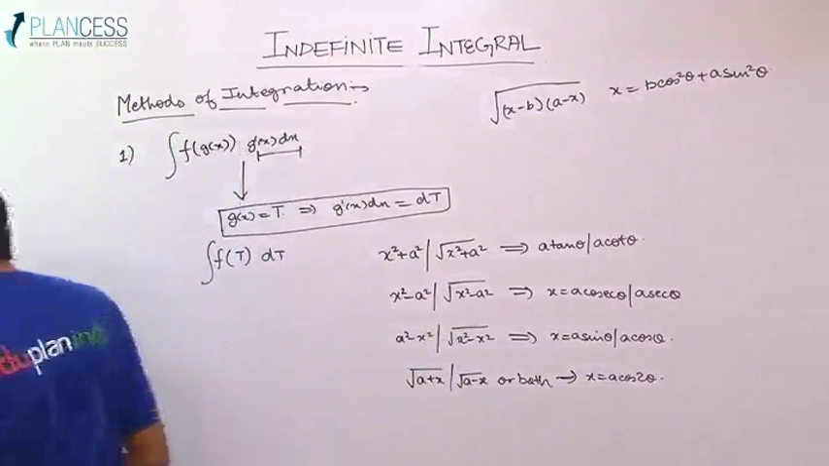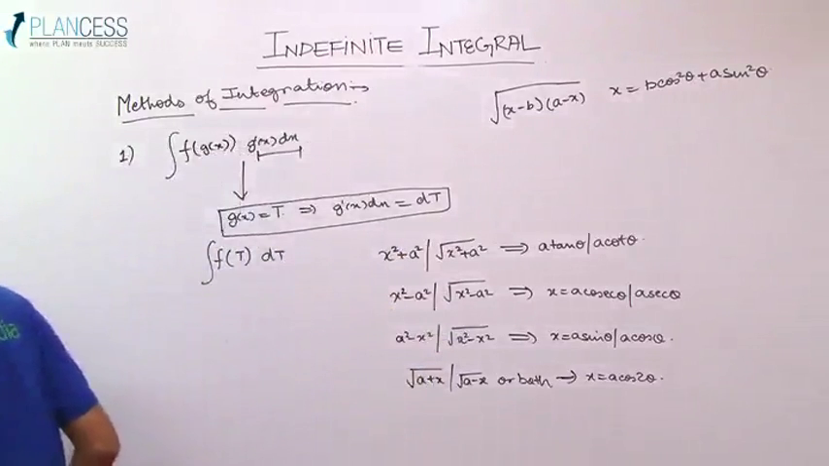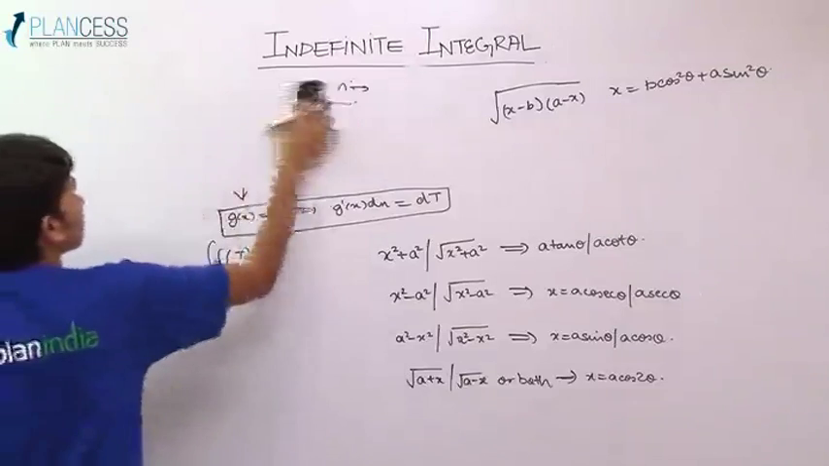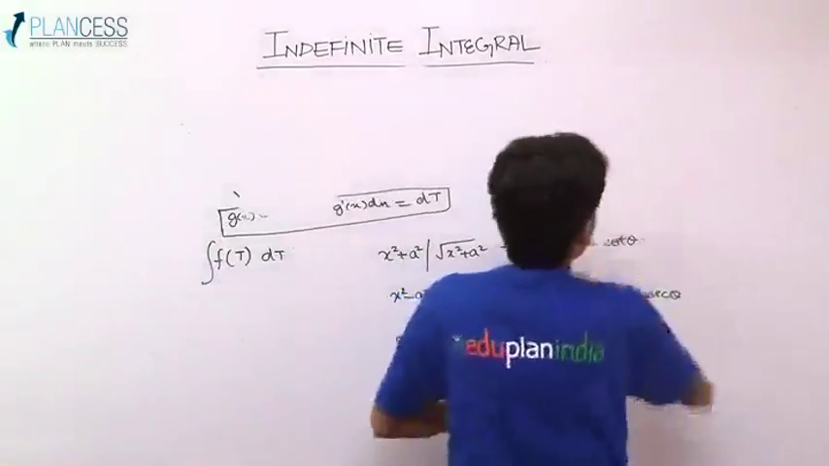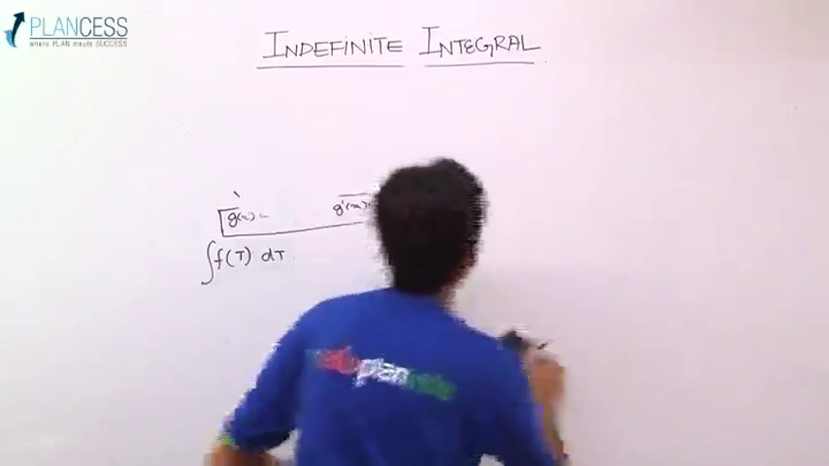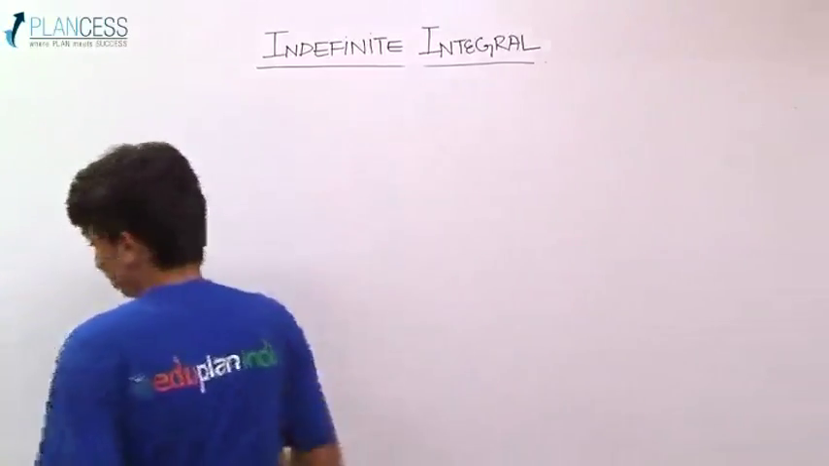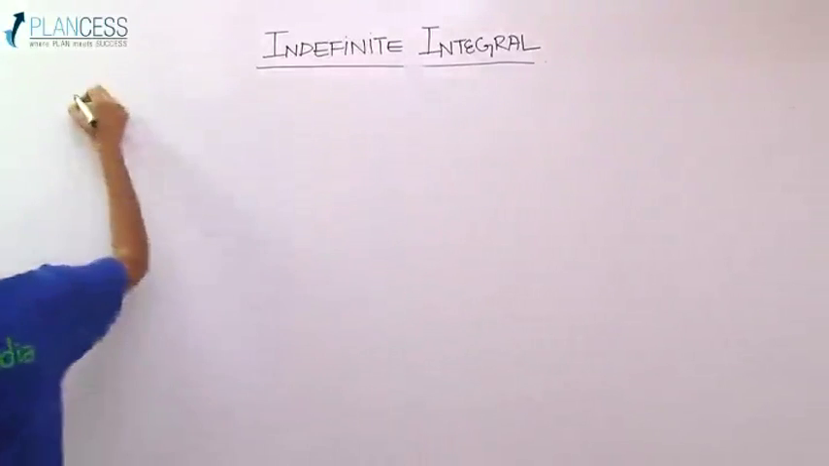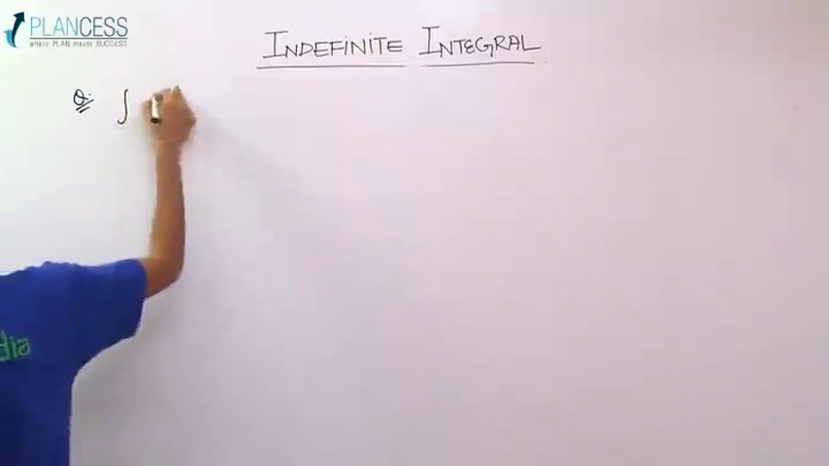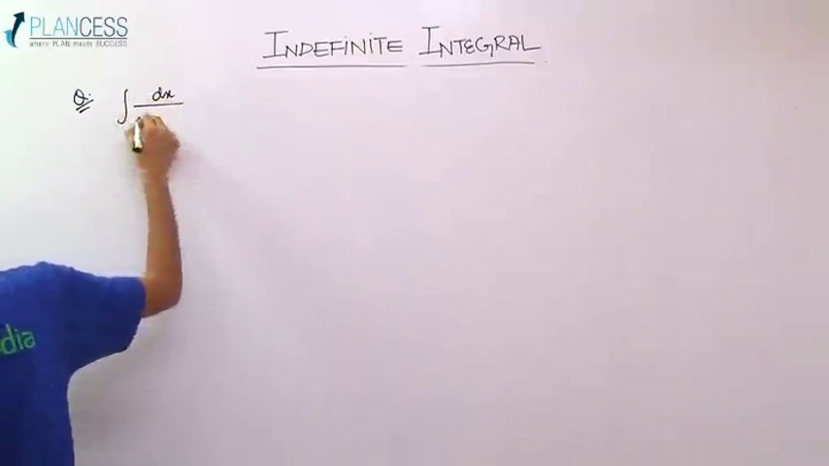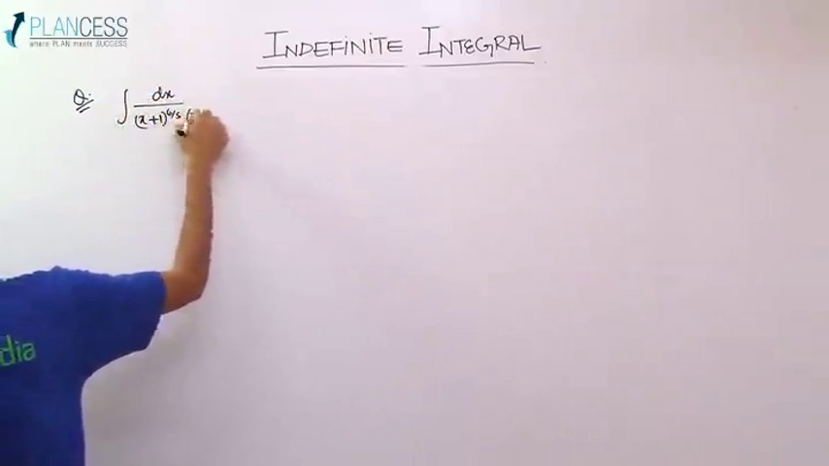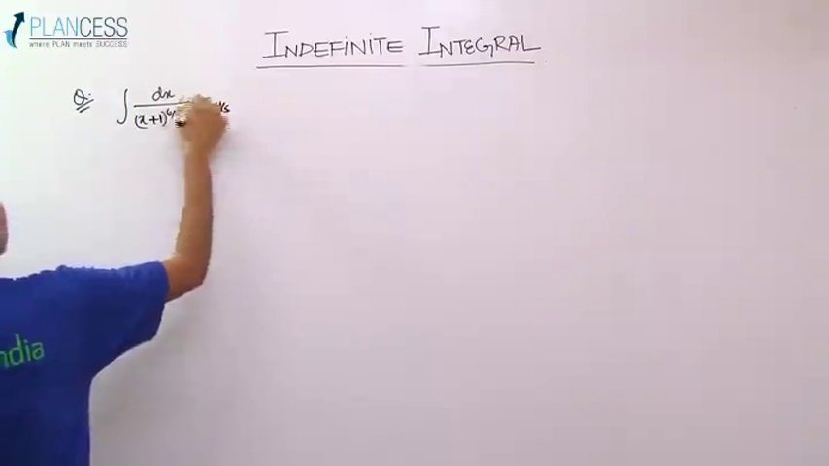So here we have a question on the method of substitution. I'll take two questions so it becomes quite clear. Substitution is a very important method. Most of the questions asked can be solved by substitution. So we have a question here: integral of dx upon (x plus 1) raised to 6 by 5 times (x minus 3) raised to 4 by 5.